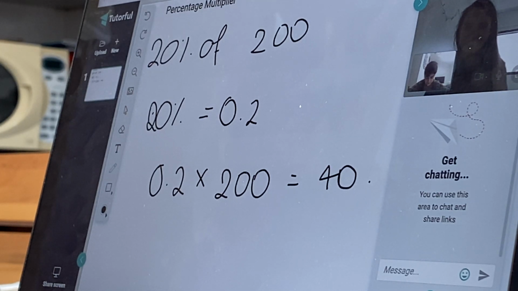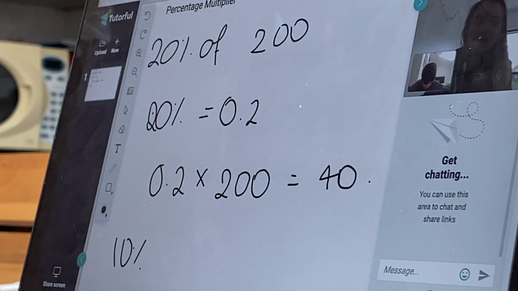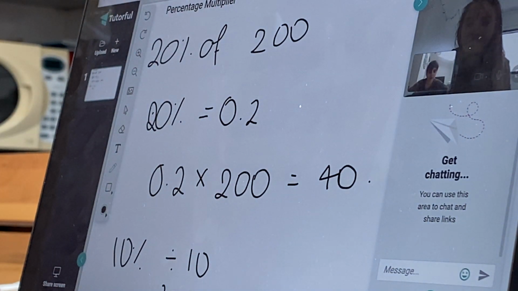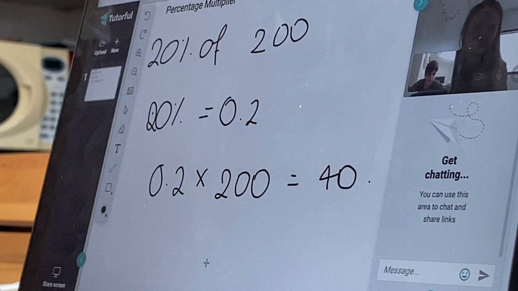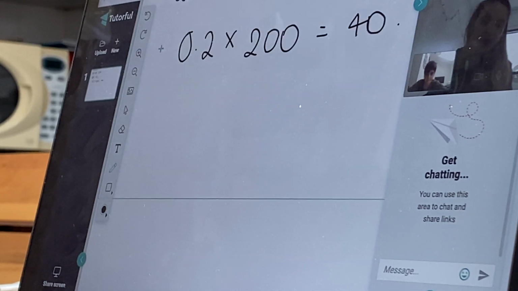So 40. You've also looked at a slightly different method where you find 10% by dividing by 10. So for example, 20 would be 10% of 200. And then to find 20%, we would multiply 20 by 2, which gives us 40. So you can use the second method to double check our answers.